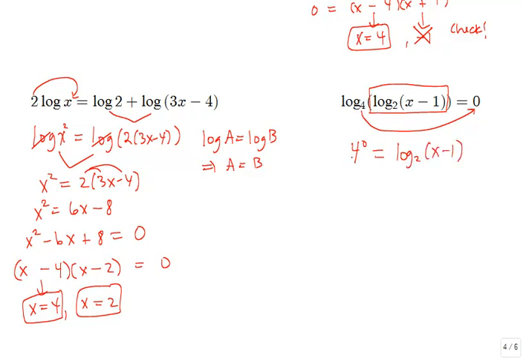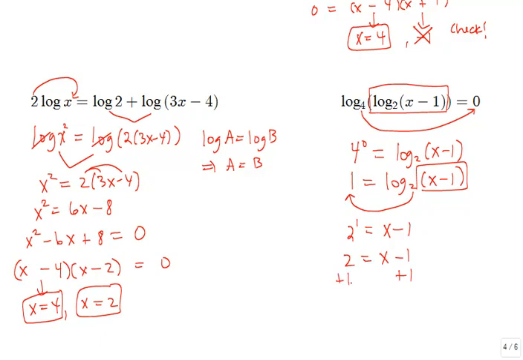Now simplify. What is 4 to the 0? That's just a 1. So now instead of having two logs, we only have one log, but we still need to get at this x, so we still need to undo this log base 2. So to undo that log base 2, we're going to rewrite it as an exponential. 2 to the first has to equal this stuff right here, x minus 1. 2 to the first is 2, and if I add 1 to the other side, that's going to give me x equals 3. And if we double check our domain here, 3 minus 1 is positive 2, which is good. So 3 is our solution.